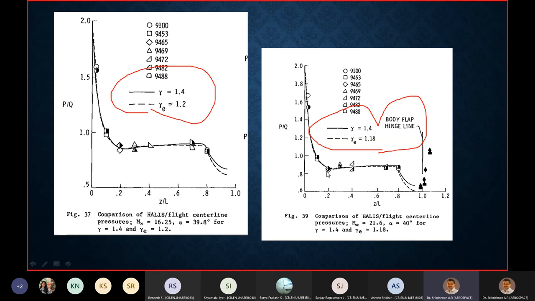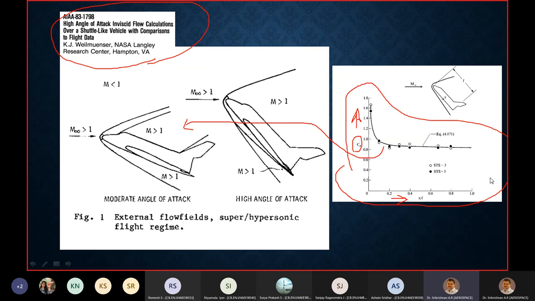Actually, that comparison is very obvious from what is given in Anderson's text. This is based on the equation that we have just seen for CP in terms of CD and X by L. The solid graph is based on the equation, whereas these two are for two different vehicles, STS-3 and 5, based on actual in-flight data. And see how close they are.